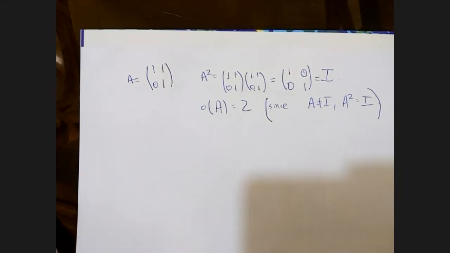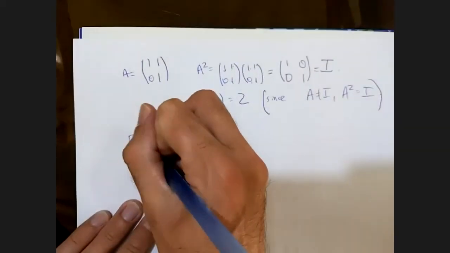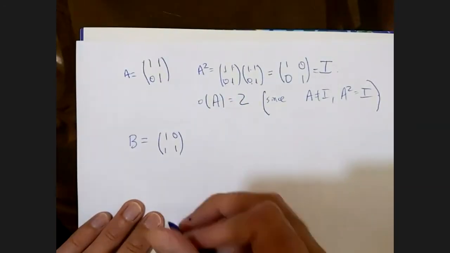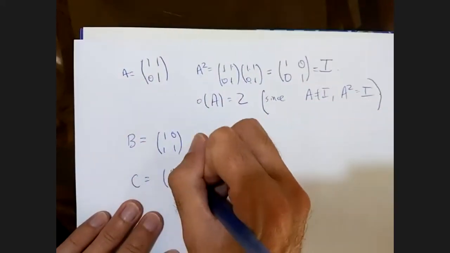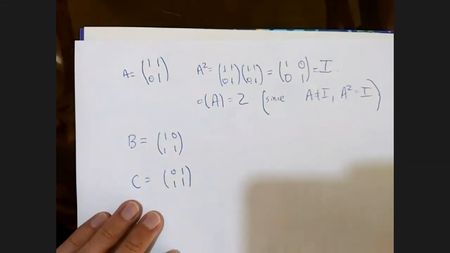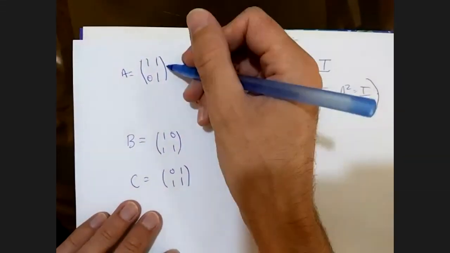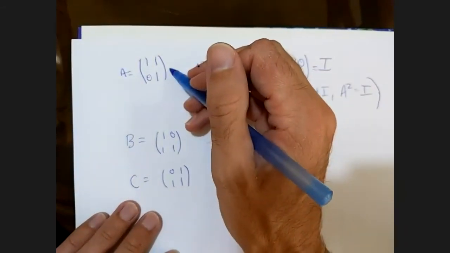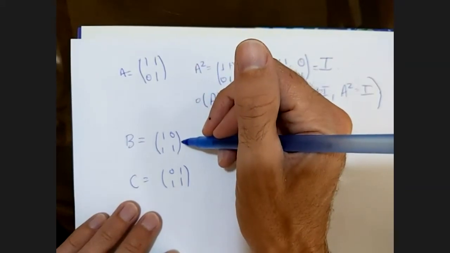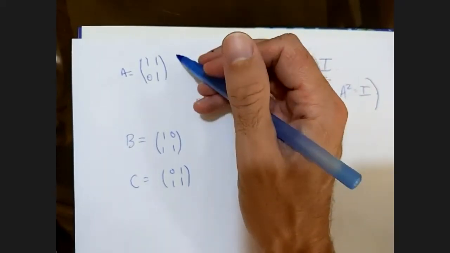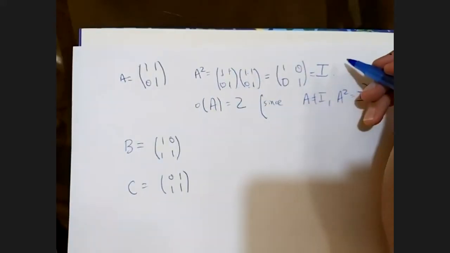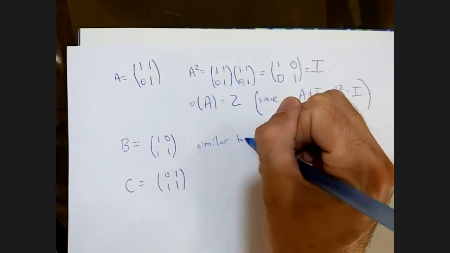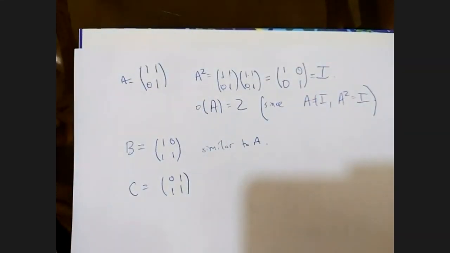Okay. The other 2 were this matrix and this matrix. Okay, actually B is very similar to A. Like B is just A transpose. So B squared is just going to be A squared transpose, which is going to be the identity. So this is similar, so I'll skip it. It's going to end up having order 2 as well.